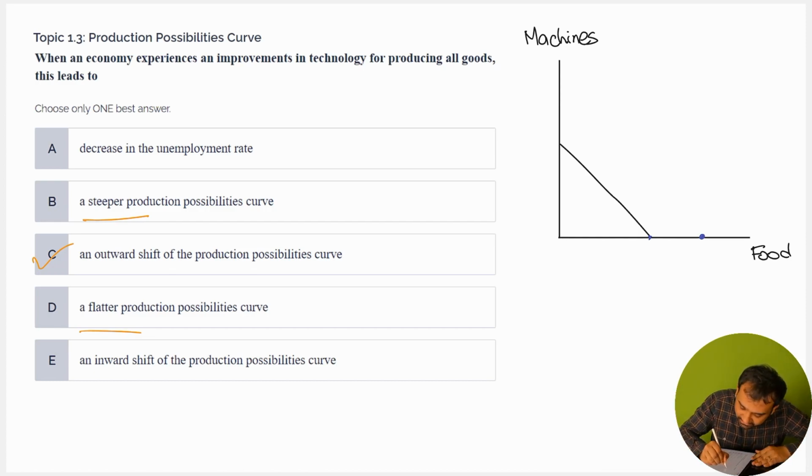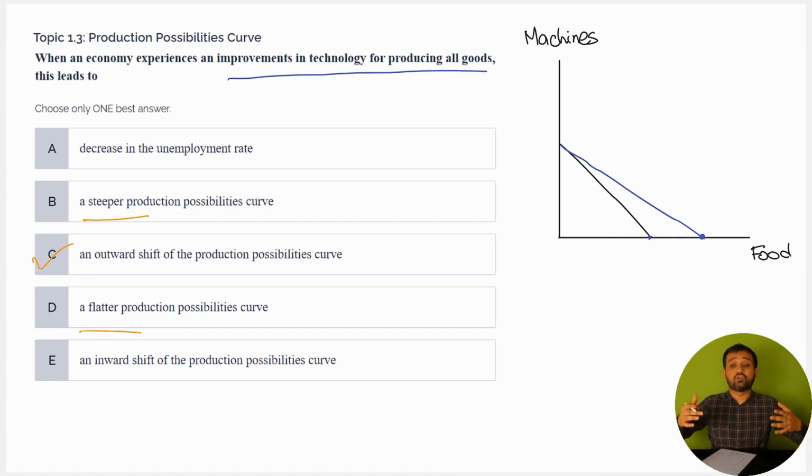So in that case, the curve can become steeper or flatter, or however you want to say it. If you use this axis, it has become flatter because it has a smaller slope. In that case, you could have had D as an answer. But in this case, since we know this improvement in technology affected all goods, that would not be the right answer. So the same applies for B and D. We can cross them out.